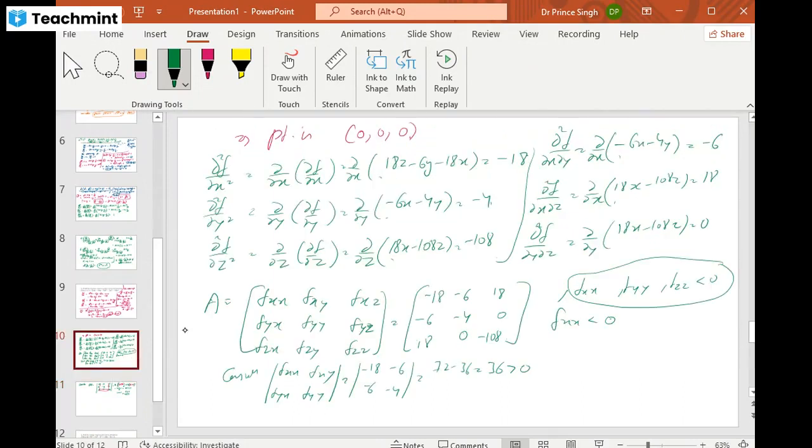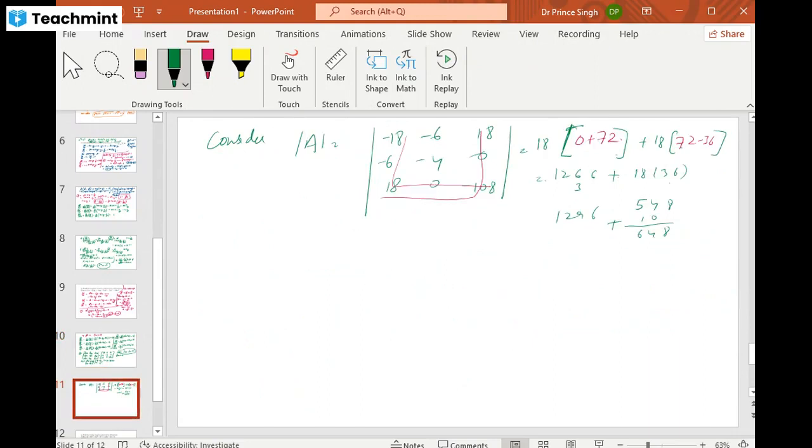This should be negative. This is minus 108, so the value is 1296 minus 3888. Definitely this is less than 0.